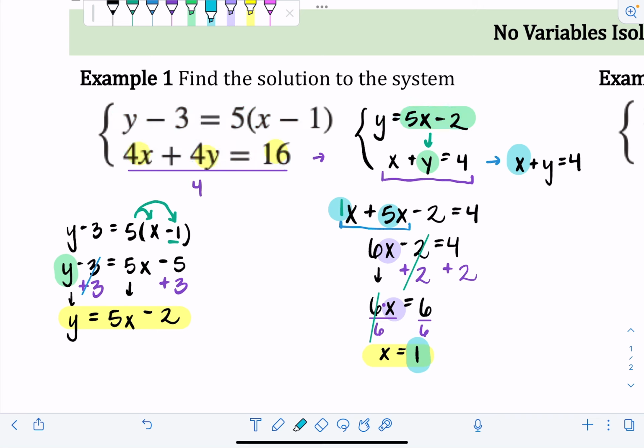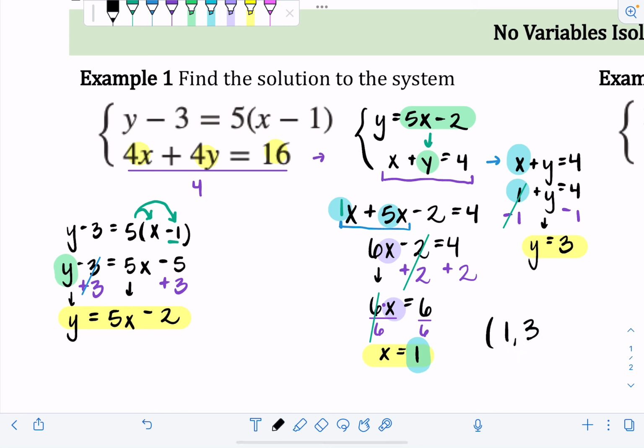Okay, so 1 is going in for x because we already found x equals 1, and then plus y equals 4. I want to get y completely by itself, so I'm going to have to undo that positive 1. So I'm going to subtract 1 over here and over here. And then 1 minus 1 is 0, so that goes away. I bring down my y, and then 4 minus 1 is 3. So that is the second part of my solution. And then I just need to write it as a single point. So x was 1, y was 3, so in parentheses 1, comma 3.